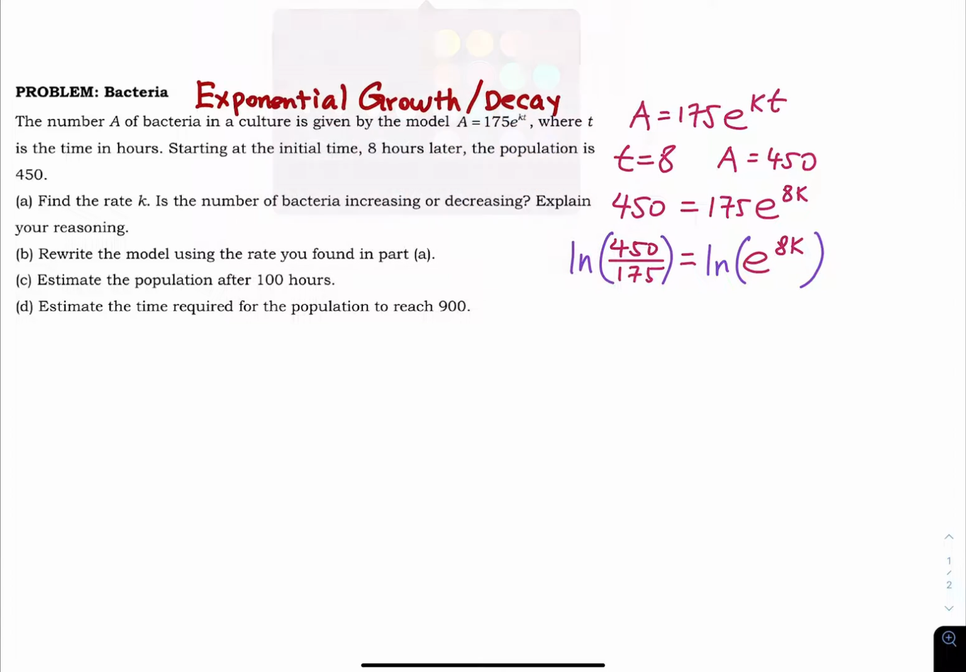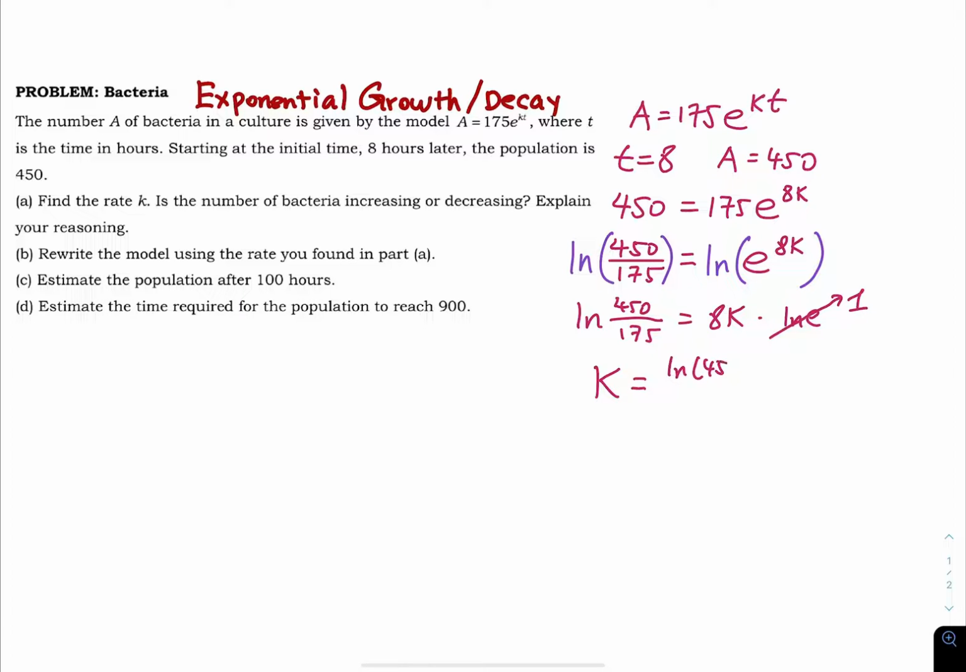So back to my color. I have ln 450 divided by 175 equals 8 times k, and then ln e equals 1. The rate in exact value is ln 450 divided by 175 equals 8 times k. Then you approximate that. I will just keep k in 3 decimal places. So k is approximately equal to 0.118. So that is the rate.